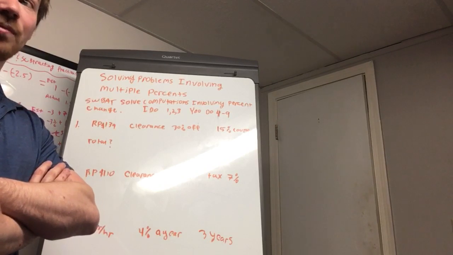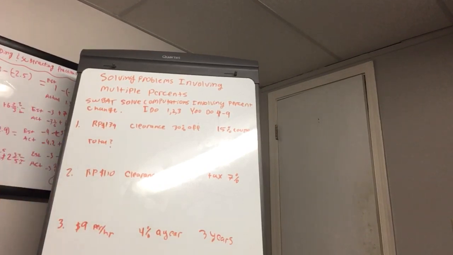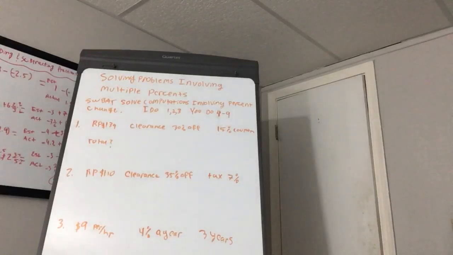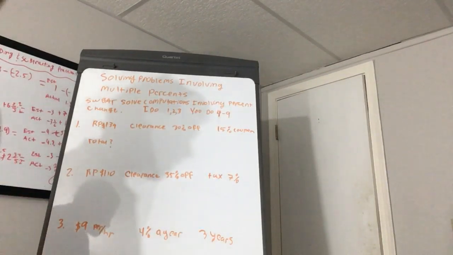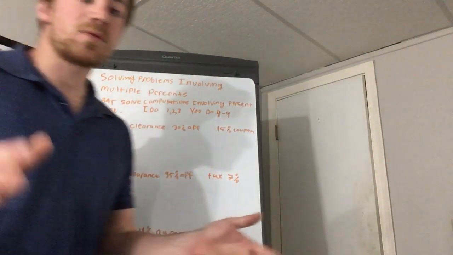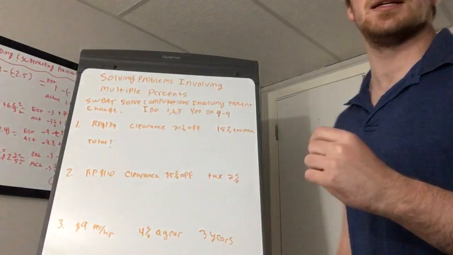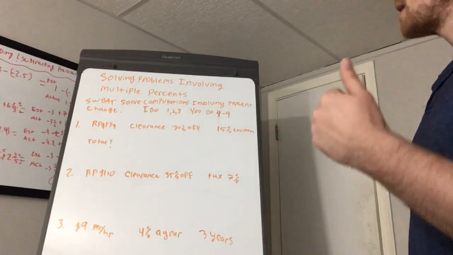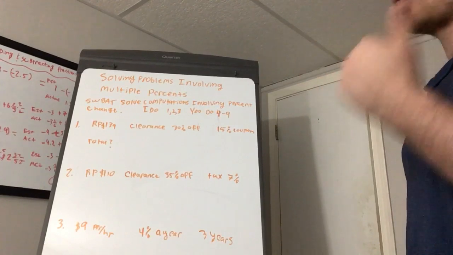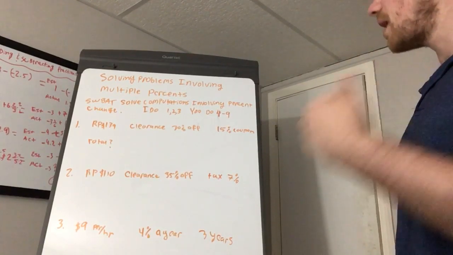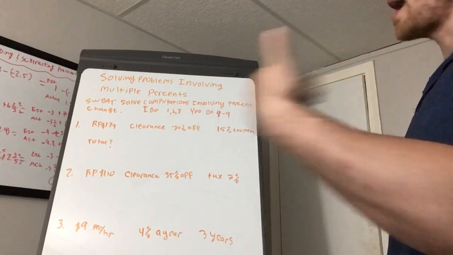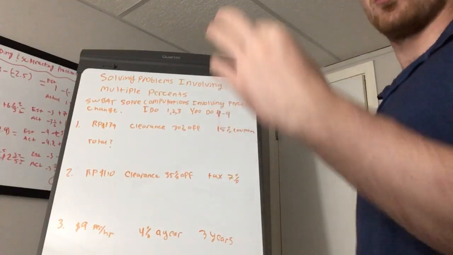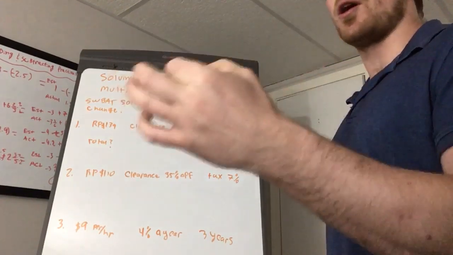So for the first problem, ooh, there's a glare here, let me fix that. Basically, look at the first problem, and you'll see, let's see if that's better, much better. So if you'll read the first problem, it says a chair's regular price is $349. It is on clearance for 30% off, and then you have a 15% coupon after that. What is the total final cost?